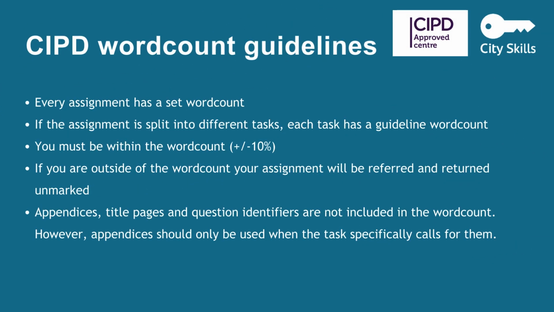CIPD word count guidelines. Every assignment has a set word count. If the assignment is split into different tasks, each task has a guideline word count. You must be within the word count plus or minus 10%. If you are outside of the word count, your assignment will be referred and returned unmarked. Appendices, title pages, and question identifiers are not included in the word count.